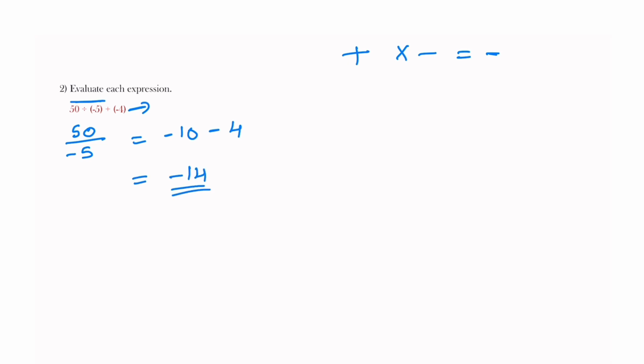The next one here, this is basically 50 divided by minus 5, right? So we are going to do the division first over here, which is equal to minus 10, odd number of minuses, right? And this part here, plus times minus 4, so plus times minus, we know the answer is minus, so this is minus 4 here. So the final answer is minus 14.